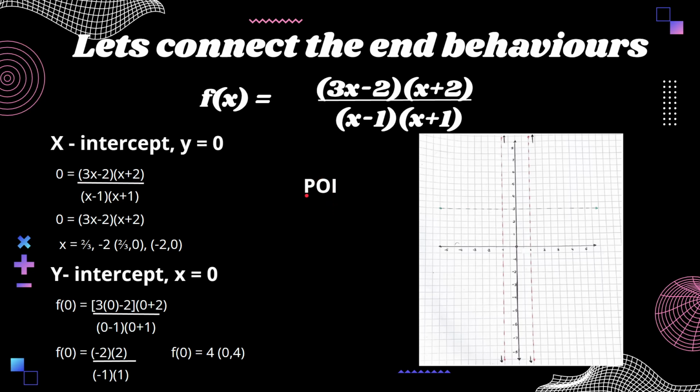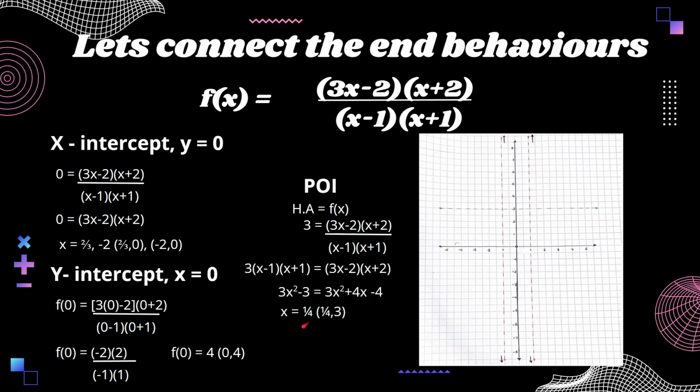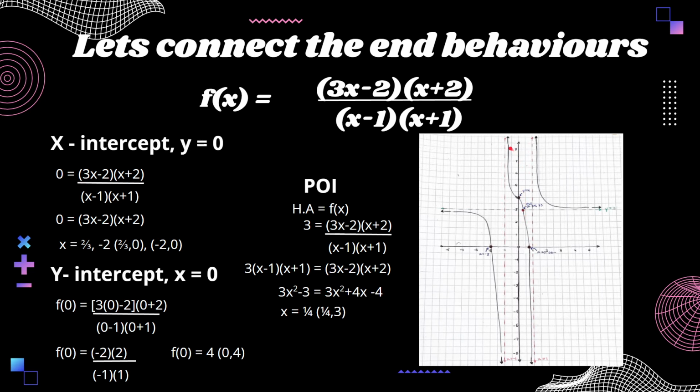Next, I want to figure out my point of intersection at my horizontal asymptote. So I'm going to make my horizontal asymptote equal to my function and solve for x. And when I do solve for x, it will give me a value of 1 over 4. Therefore, I have a point of intersection at (1 over 4, 3). So if I plot all these down and connect my dots, it will give me a really nice function that clearly represents my rational function here. And yeah, that's all.